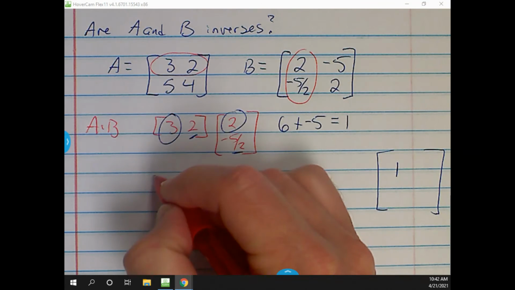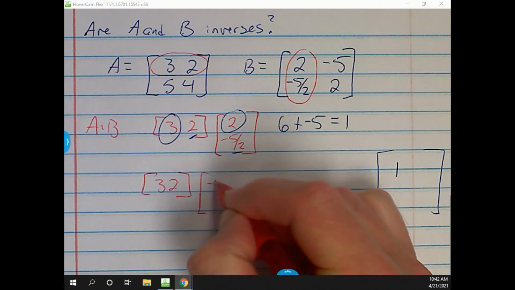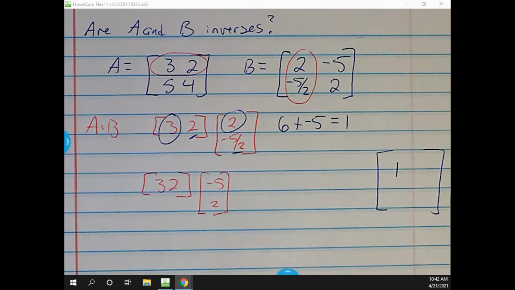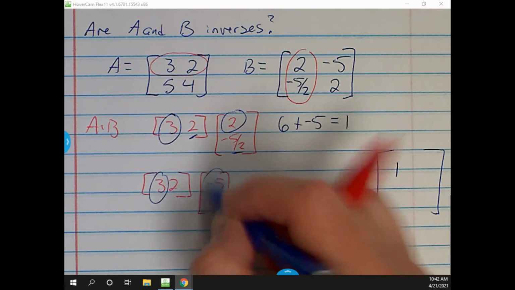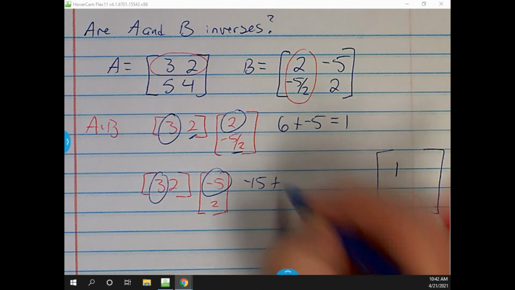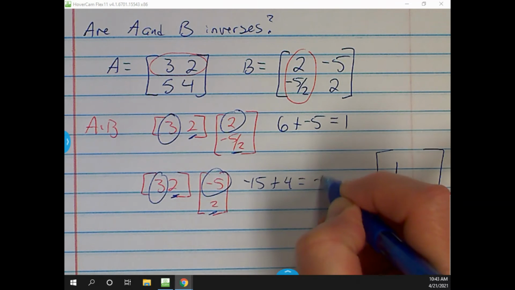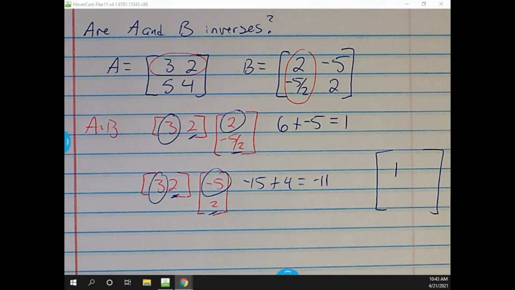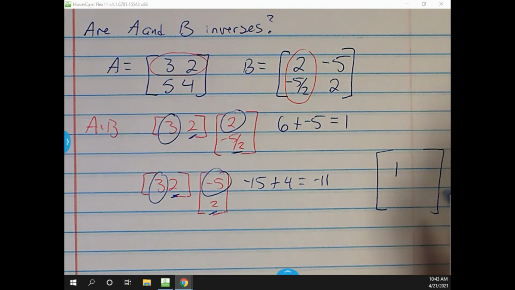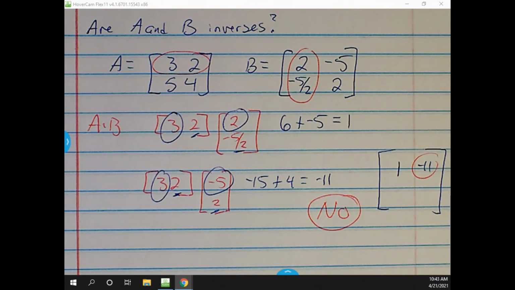So now we've got to check the first row times the second column. We've got 3 times -5 for -15. We're going to add that to 2 plus 2, which is 4, and that is -11. And again, that's supposed to be a 0. So as soon as that is not 0, you can stop right there and say, no, it's not inverse.